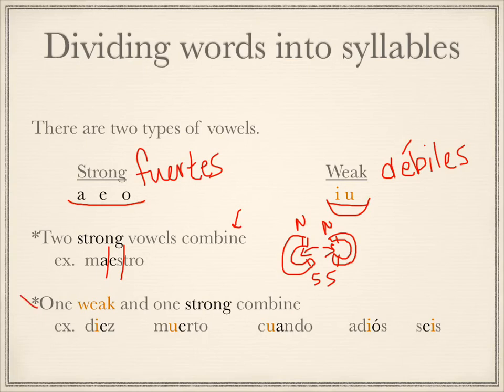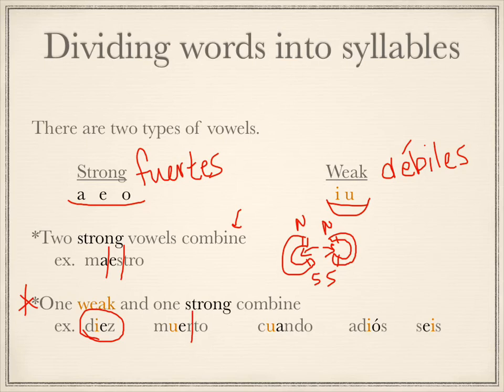What happens when we have weak vowels? For example, 1 weak and 1 strong combinados. Well, they attract each other just like magnets. So they will form 1 single syllable. For example, diez. Diez is 1 single syllable. There's nothing that divides it. Okay? Muerto. So it would be muerto.